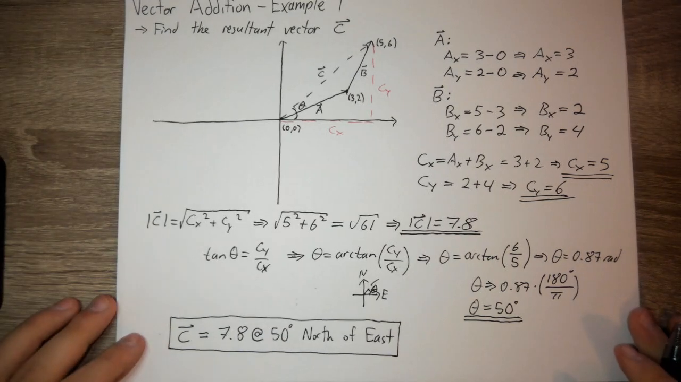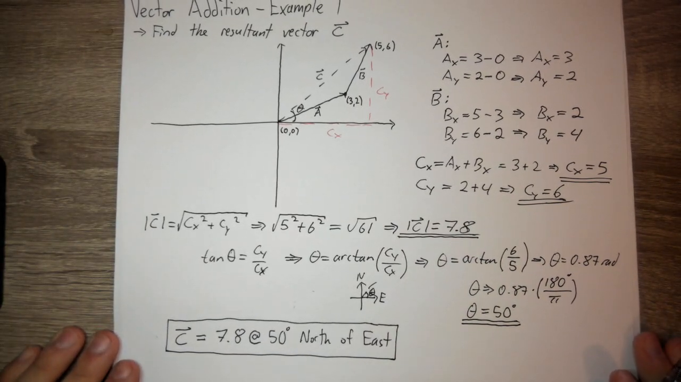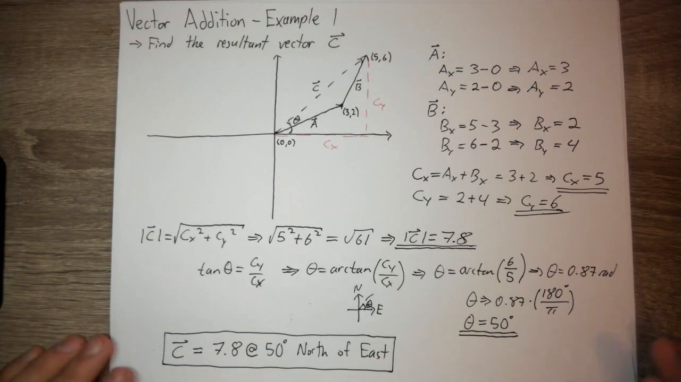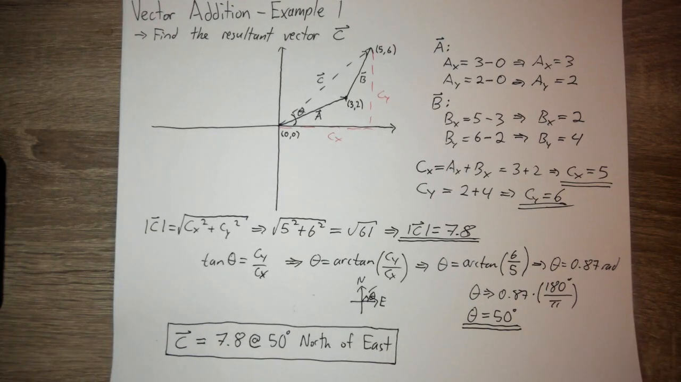So that's how you use vector addition to solve for a resultant vector. I'm going to do more examples in the next video, similar examples with slight differences, but that's how you do this one.